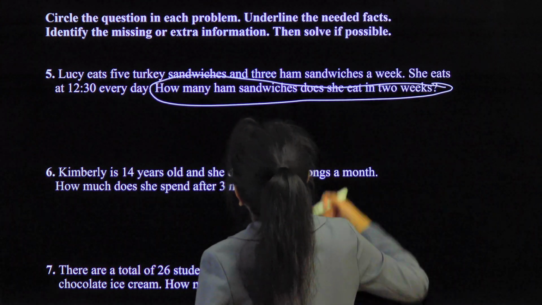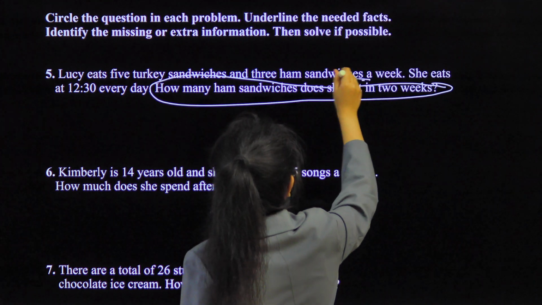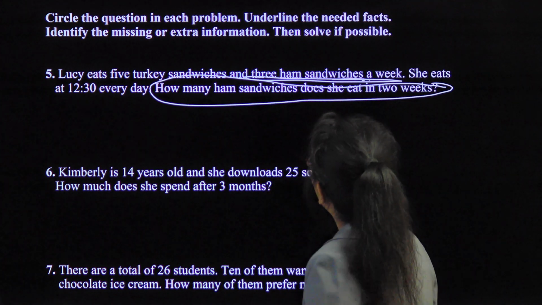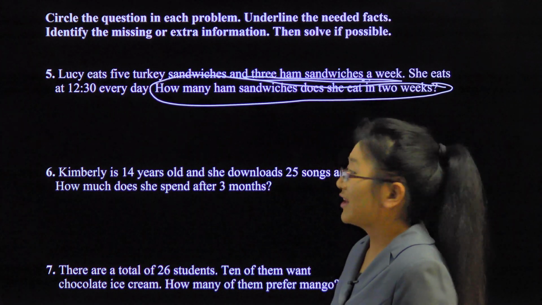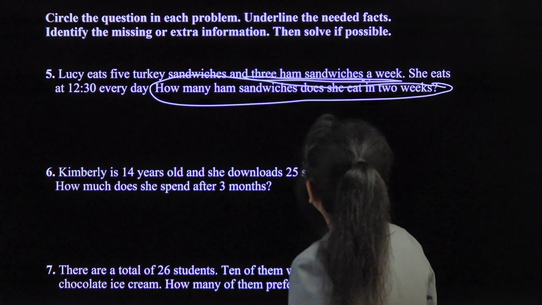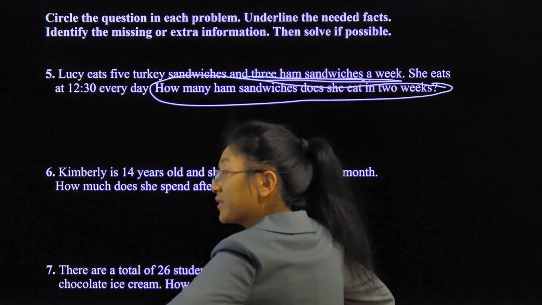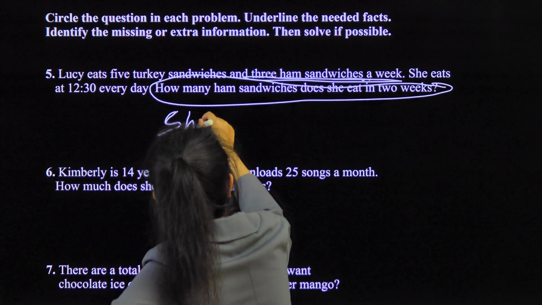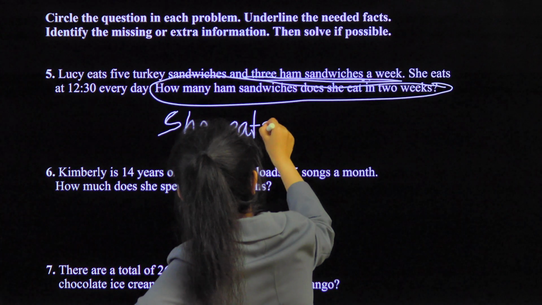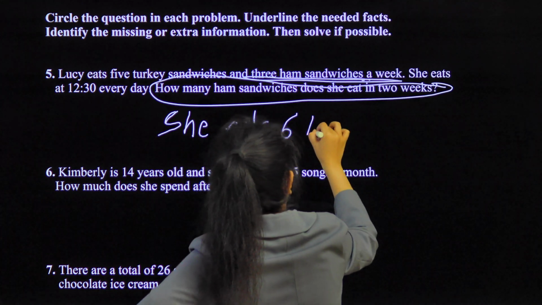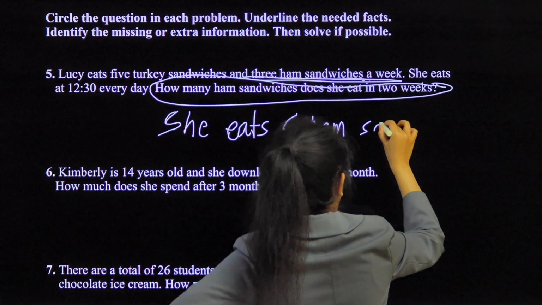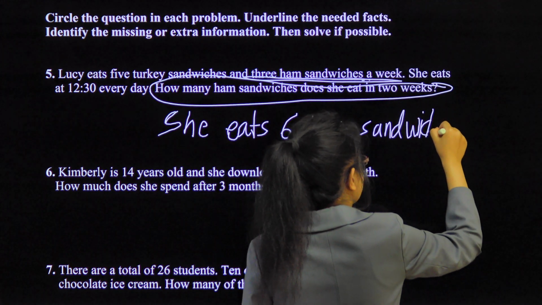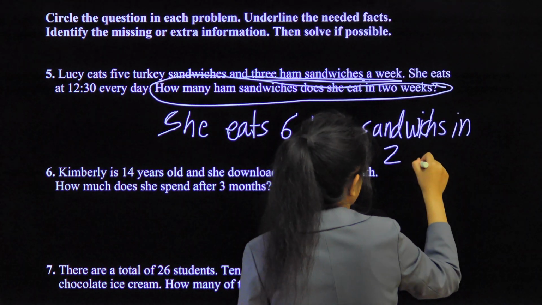We need the amount of ham sandwiches she eats a week, which is 3. We basically don't need anything else. Now, what's 3 times 2? 6. She eats 6 ham sandwiches in 2 weeks.